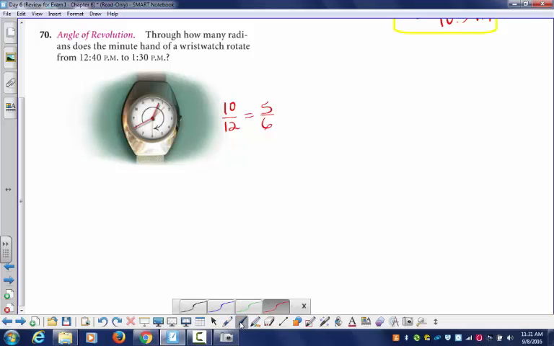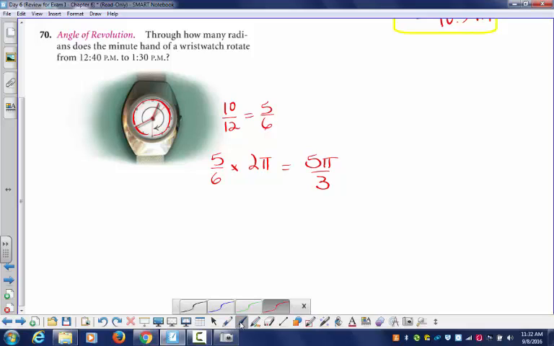So if we take 5 over 6, that's our proportion of 2 pi that we want. So we end up with 5 pi over 3. That would be our angle in radians. So let's count if we want. There's 1, 2, 3, 4, 5, 6, 7, 8, 9, 10 sectors. And we have 2 left over, so we use 10 of 12.